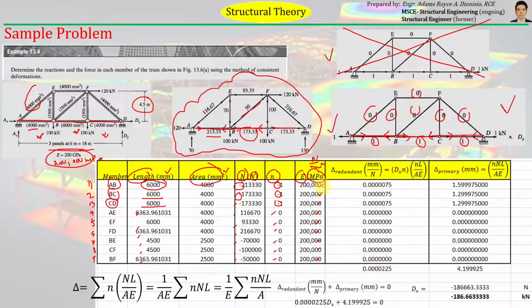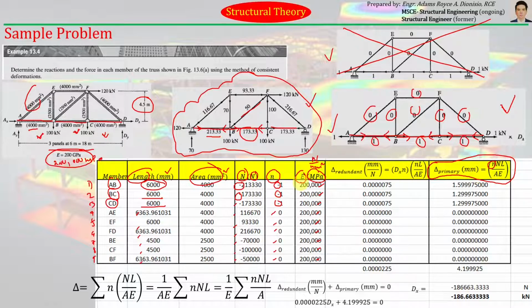So after computing that, it's now time to compute for the deflection of the primary member first. We can compute first for the deflection of the primary member, which is this. And again, it is just equal to NNL over A for each of the members. So you just have to multiply N for each of the members to the capital N, and then multiply by L, and then divide by A.